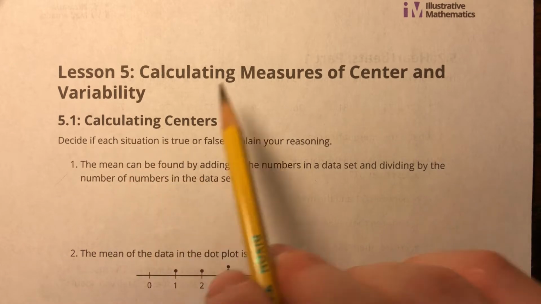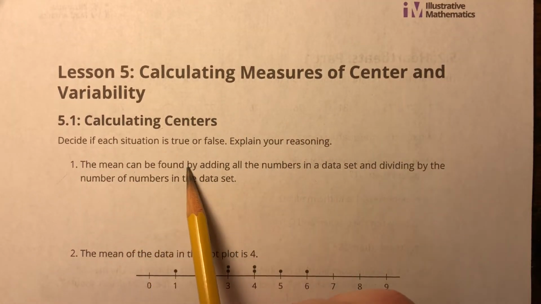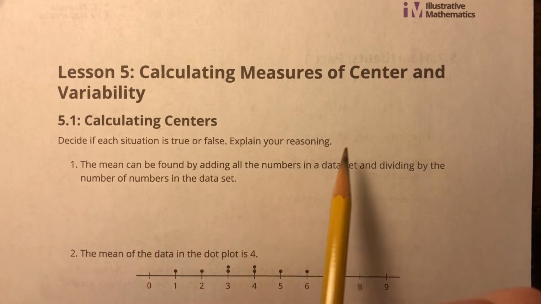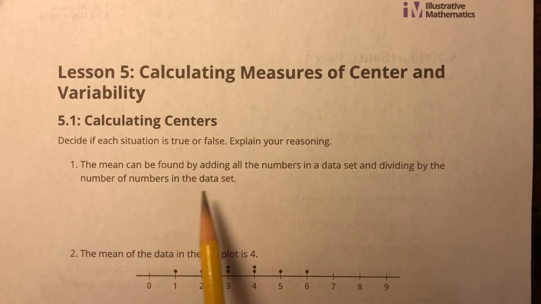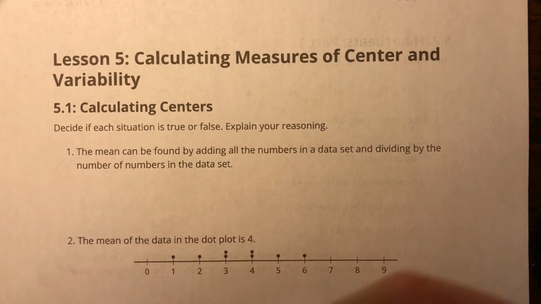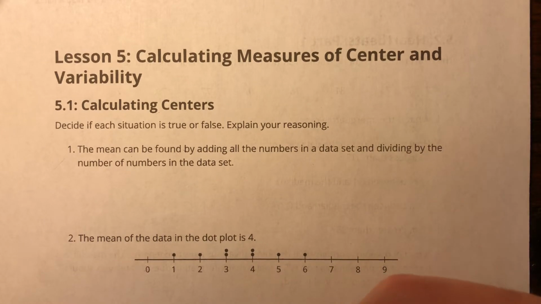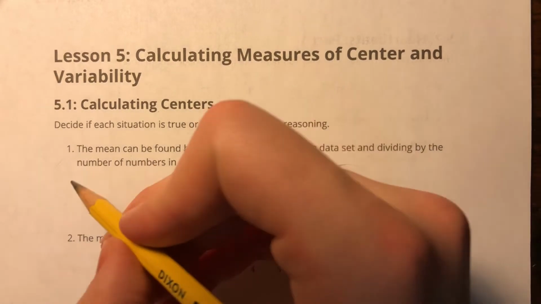Decide if each situation is true or false. Explain your reasoning. The mean can be found by adding all the numbers in a data set and dividing by the number of numbers in the data set. Is that true or false? If it's true, you can just say it's true. If it's false, explain why you think it's false. And this would be true.